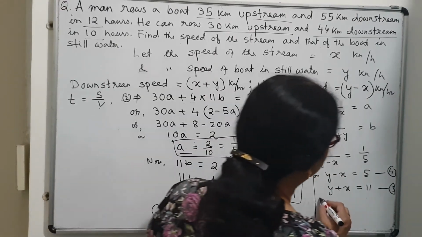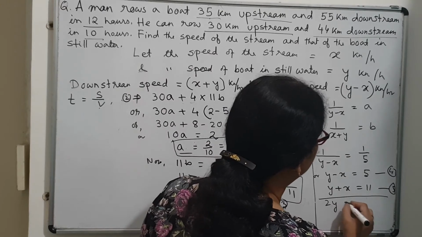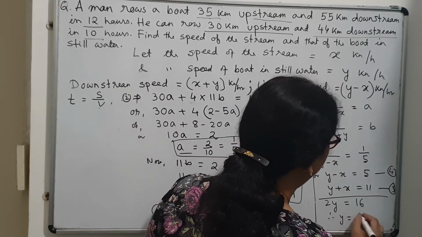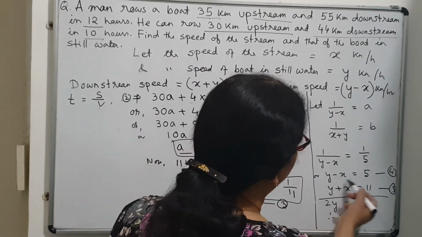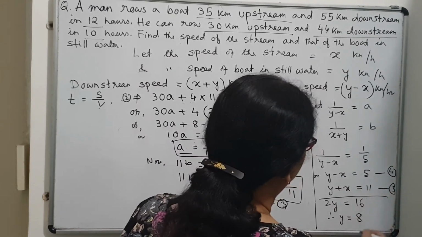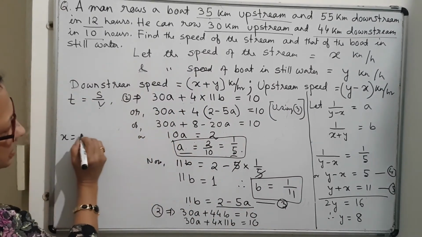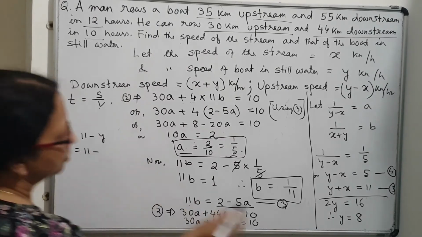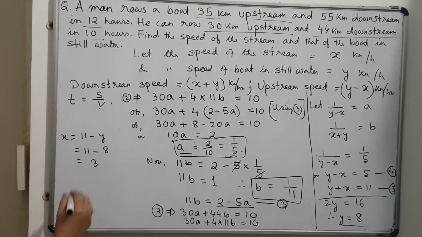Then by simply adding I will be getting the value of y. Twice y, x will be eliminated, is 16. Therefore y is equal to 8. If y is 8, what will be x? From this equation I can get x is equal to 11 minus y. Therefore x is equal to 11 minus 8, so it is 3. So I got the answers.